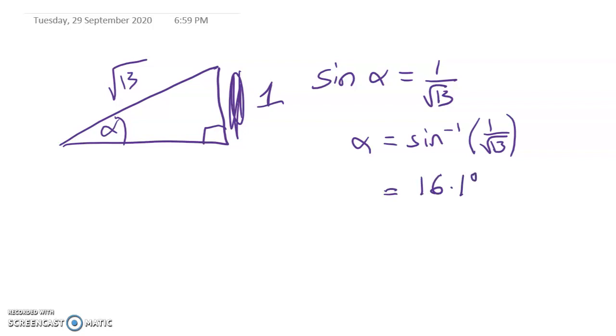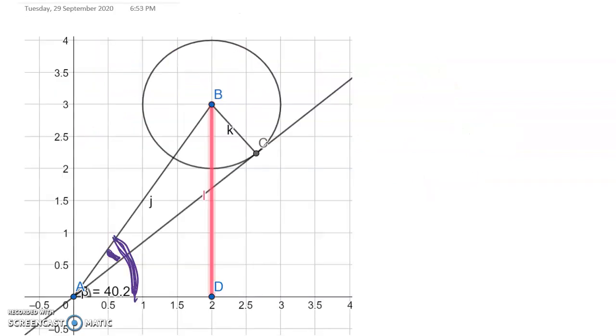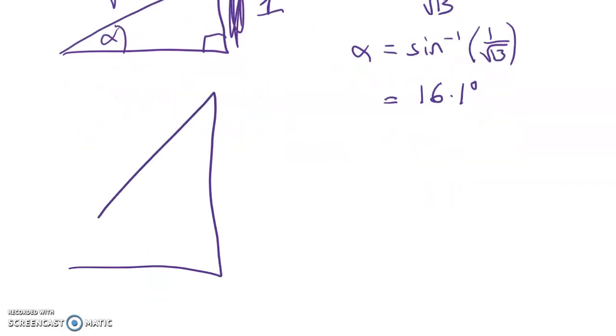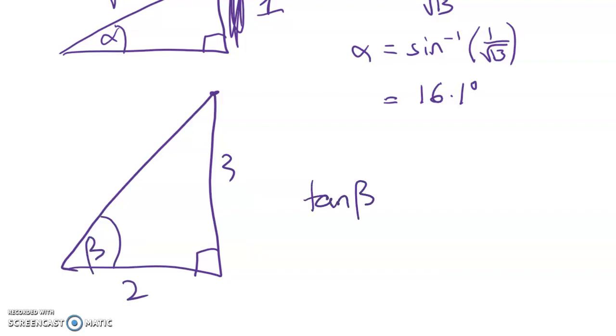And now we can do something similar, but using tan on the big triangle. Okay, so my big triangle, I'm going to find this angle now. So, very badly drawn triangle. Here's my centre here. This side is 2, this side is 3, and we'll call this beta. So tan of beta is equal to 3 over 2. Beta is equal to inverse tan of that, and that works out to be 56.3 degrees.